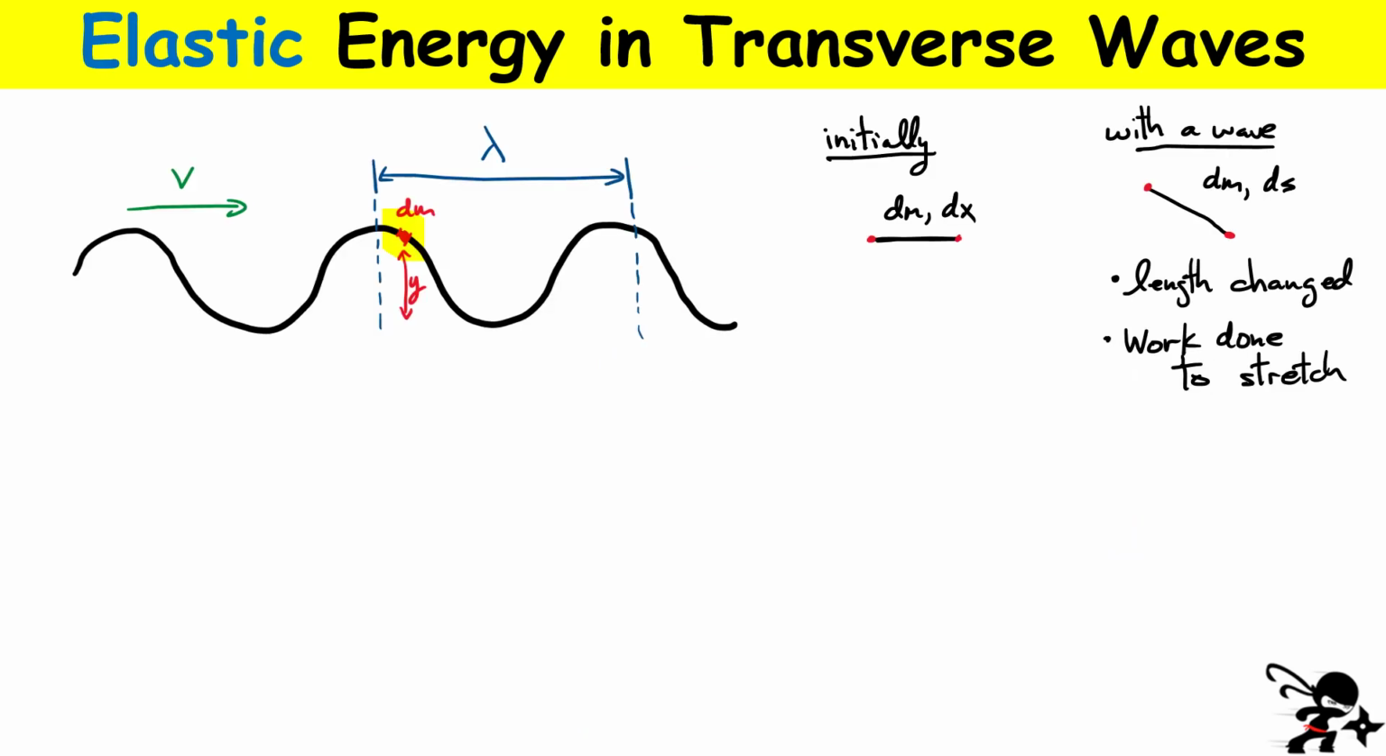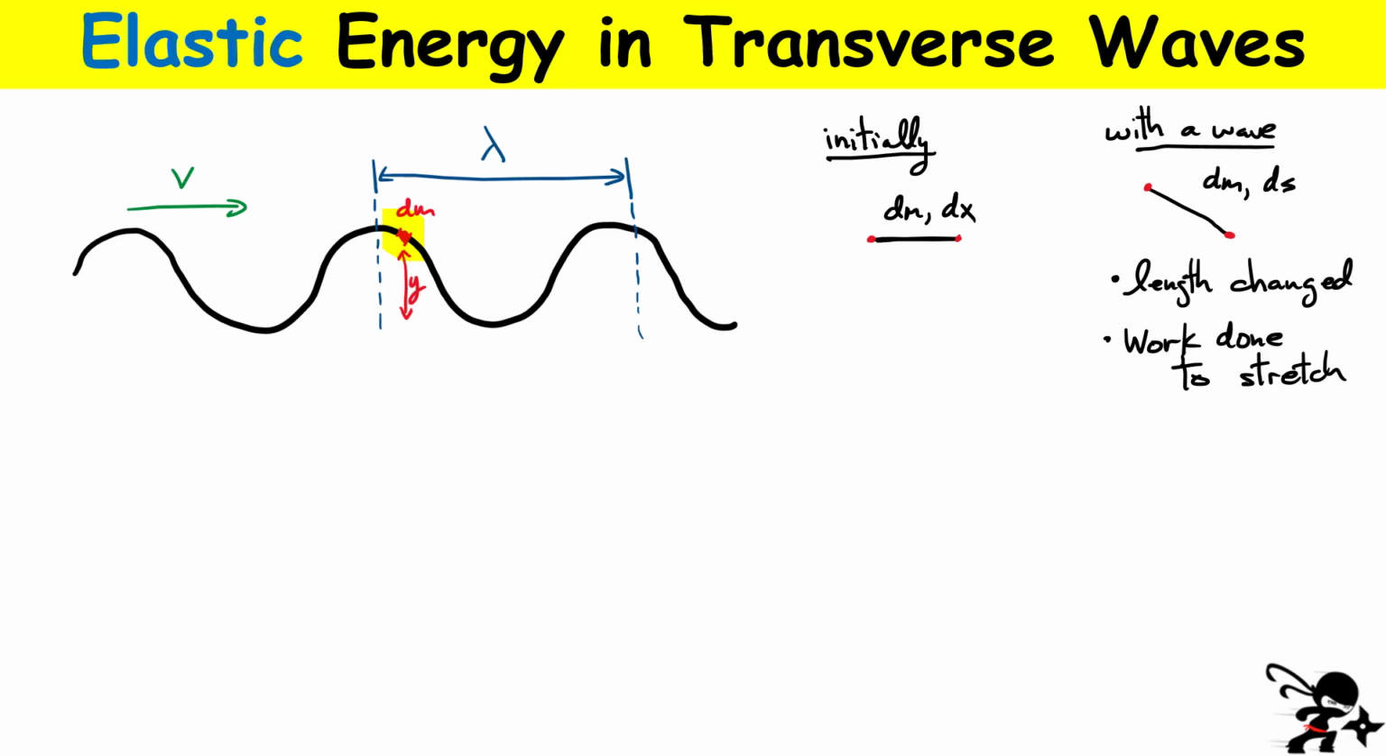We now want to look at the elastic energy in transverse waves, and what I want to do here is look at that little segment of string again. Now, before there was a wave, that little segment of mass had a mass dm, and it had a length dx. Now, when there's a wave, first of all, it's at an angle, so it's kind of tilted like this. The mass of that little segment is still the same, dm, but look what happens to the length. I'm going to call it ds here, some small length. The length has changed now.